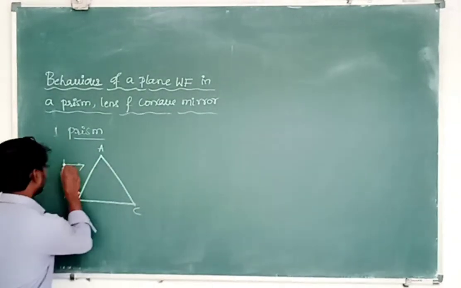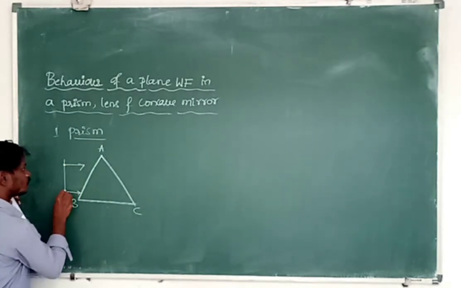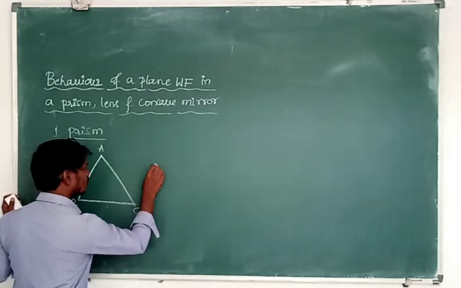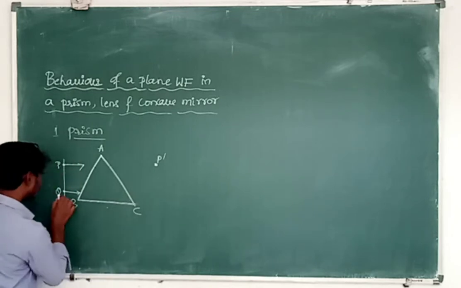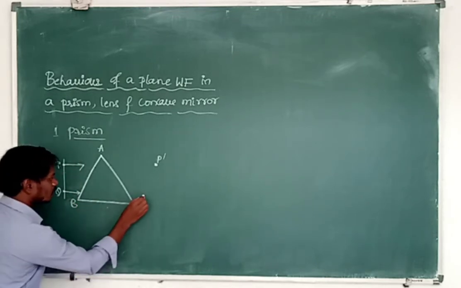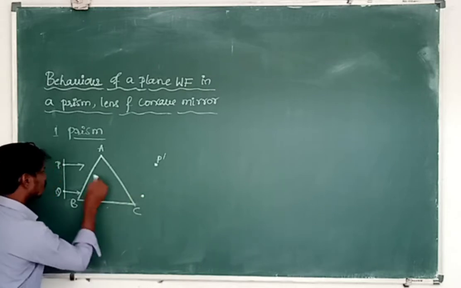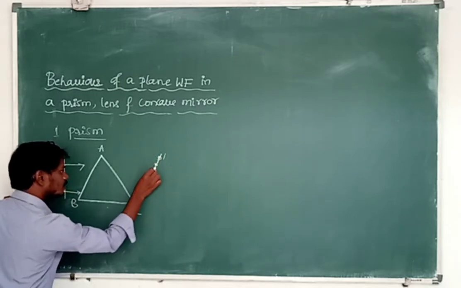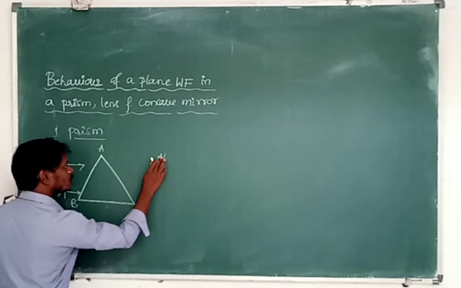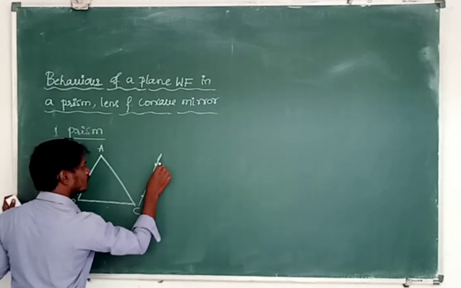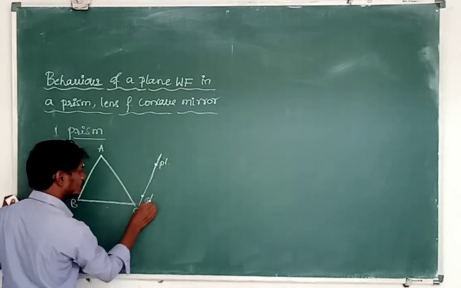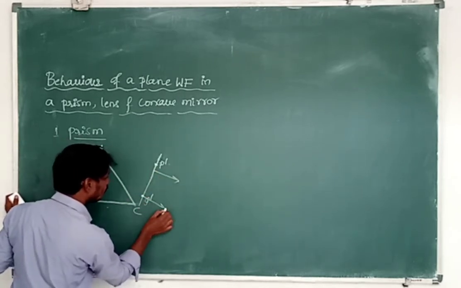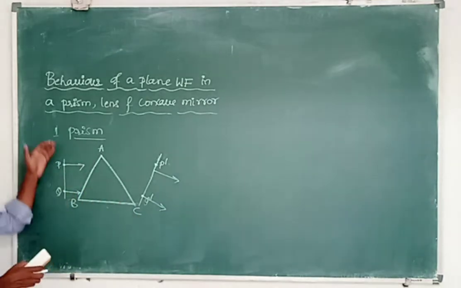Now see here, I will give the names P and Q. So P is advanced here, it is P dash, but Q is delayed, meaning Q is the lower part of the wavefront. Then I will join these two secondary wavelets, and we will get the refracted wavefront. So it is P dash and Q dash. Then see, this is the direction of the refracted wavefront. So that is in the case of the prism.